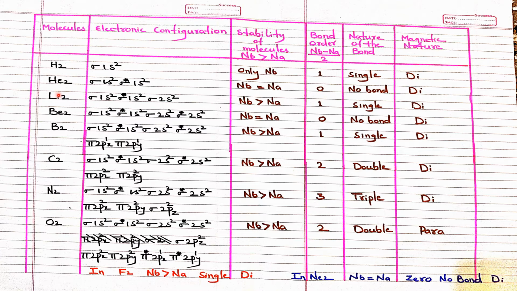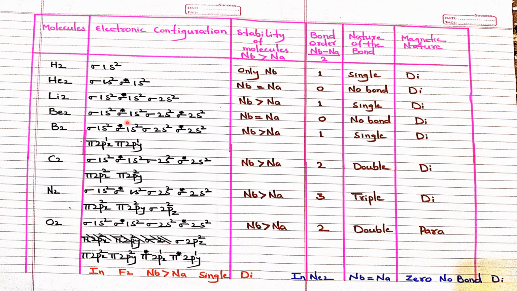Li2, this is the electronic configuration. Nb is more than Na, definitely stable, right? Now in the case of Li2, Nb equal to 4, Na equal to 2, so (4 minus 2) by 2, 1 single bond.